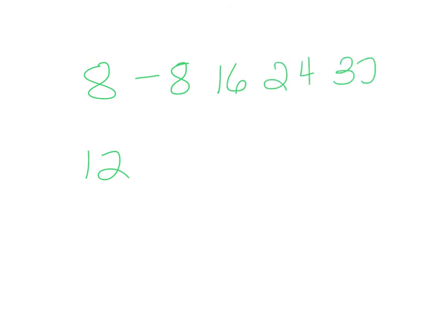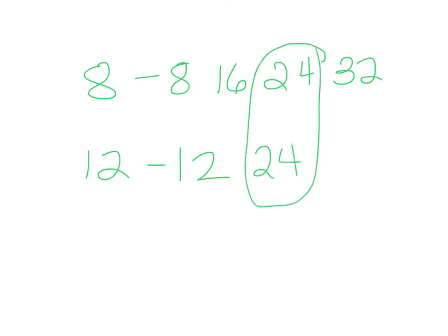So I just need to find the LCM of 8 and 12. We can do this through listing. 8 times 1 is 8. 8 times 2 is 16. 8 times 3 is 24. 8 times 4 is 32. Let's look at 12. 12 times 1 is 12. 12 times 2 is 24. And we have our winner. 24 is the lowest common multiple.